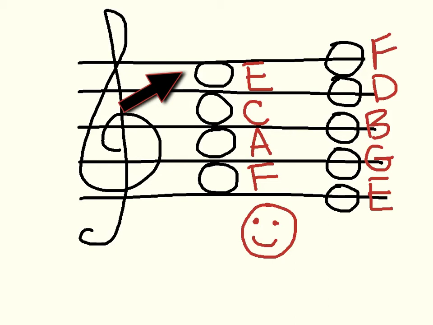Ledger line notes are notes that live off of the staff, so they live above the staff or below the staff. They're still part of the treble clef system, but they don't appear on the 5 lines and 4 spaces.